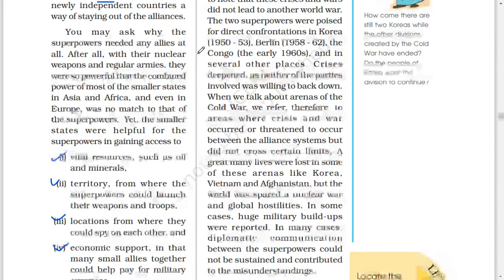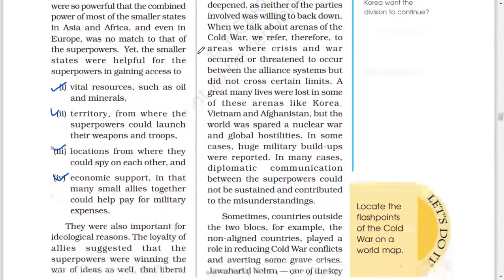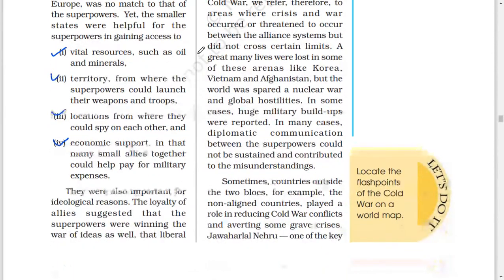A great many lives were lost in some of these arenas like Korea, Vietnam and Afghanistan, but the world was spared a nuclear war and global hostilities. In some cases, huge military build-ups were reported. In many cases, diplomatic communications between the superpowers could not be sustained and contributed to the misunderstanding.